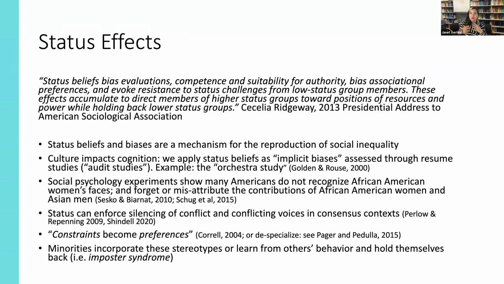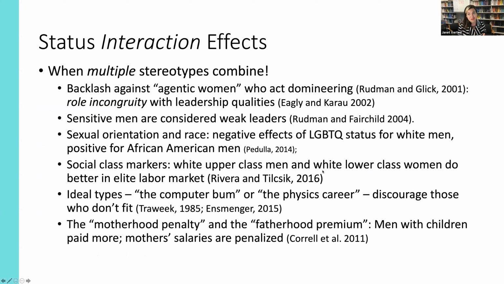So we end up having these biographical stories that are created post hoc in response to general social issues and constraints. And this is where we also see the incorporation of those stereotypes by minorities themselves, who begin to acquire things like imposter syndrome, et cetera. Where things get really interesting for sociologists, though, is when status is combined, when you have more than one stereotype. And we call this a status interaction effect. So if you have a high status principle and a low status principle coming together, what happens?